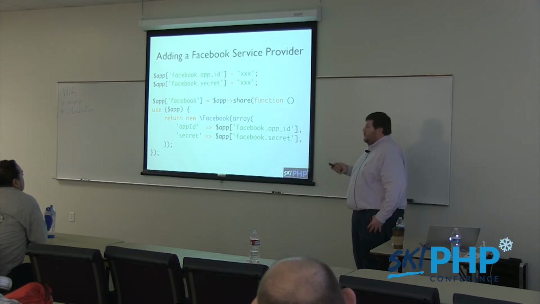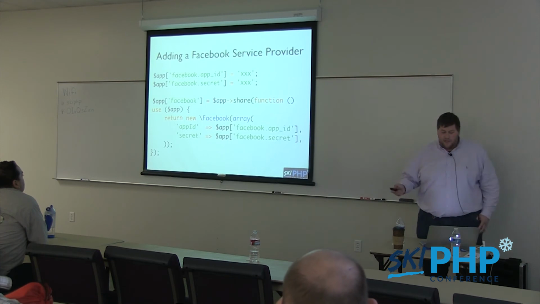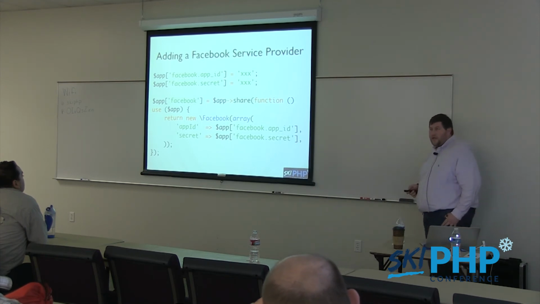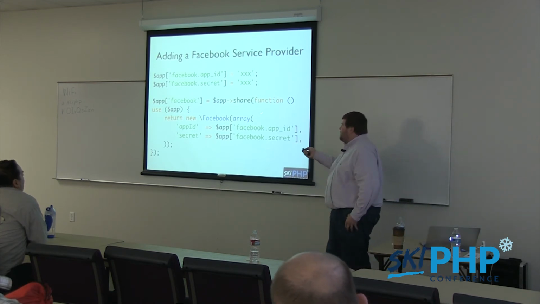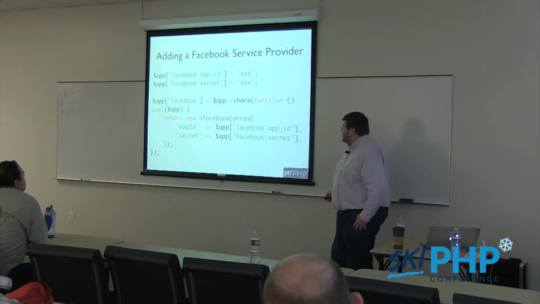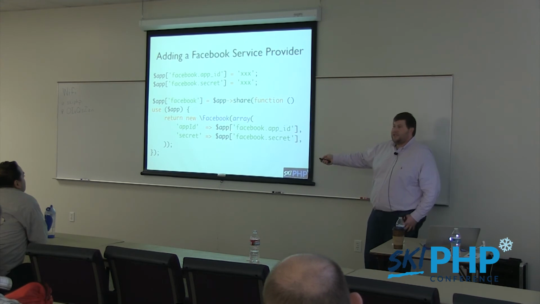So here Facebook requires some API keys. So we're going to specify a Facebook.app_ID and a Facebook secret. And if this were all in a single file and we didn't want to reuse this, we could call app share. App share is how I expose a service. So here I want to register app Facebook, which is actually this class instantiated.